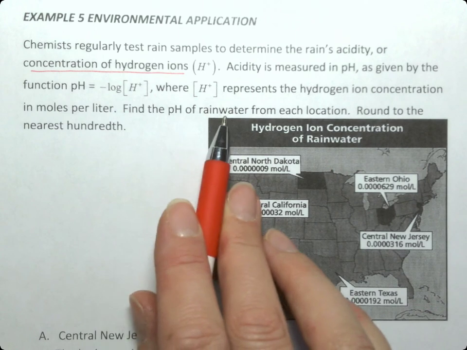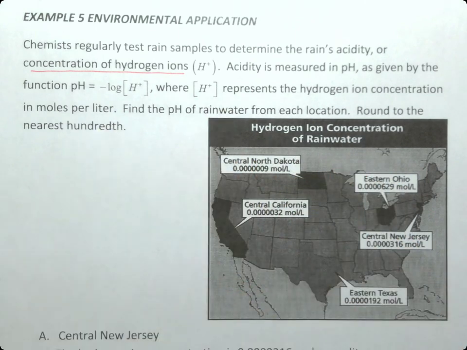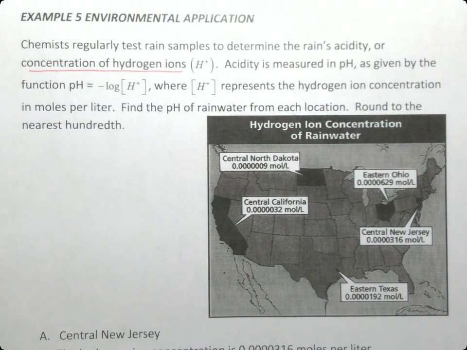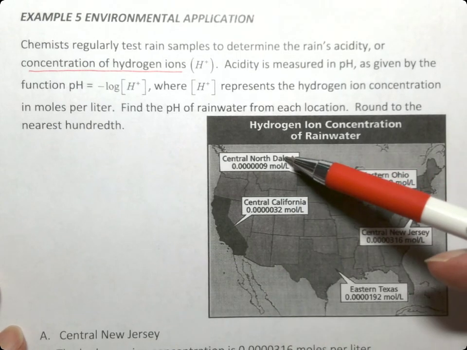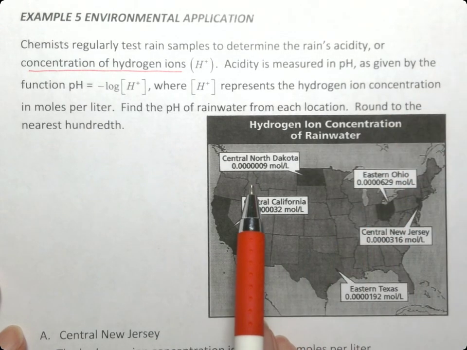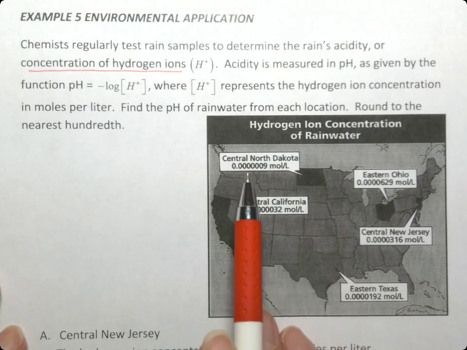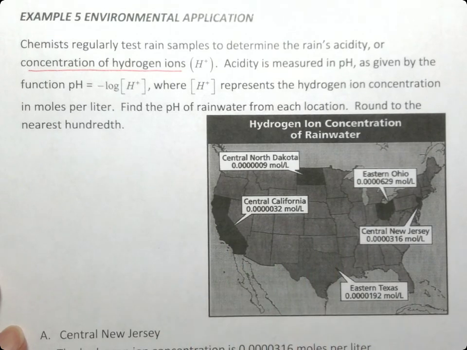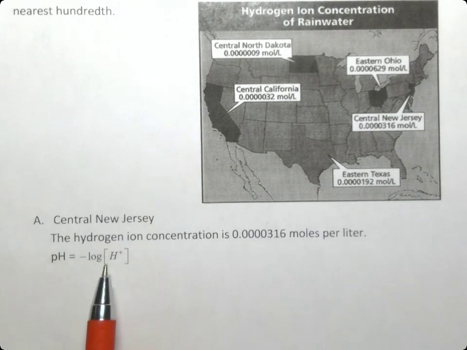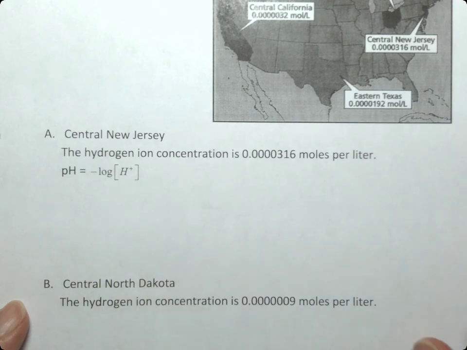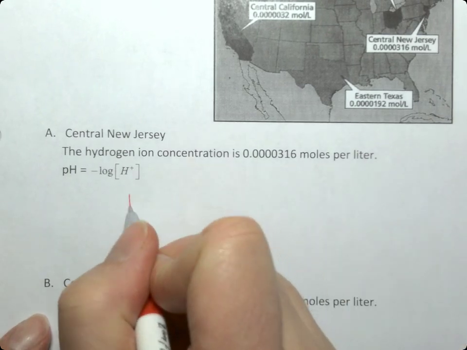Find the pH of rainwater from each location and round to the nearest hundredth. So I am doing nothing more than plugging this into a formula. I don't have to understand moles per liter or anything else. I just need to know the pH level. On the map you can see the hydrogen ion concentration is definitely bigger in eastern Ohio than in central North Dakota, so you can compare. Let's talk about the hydrogen ion concentration in central New Jersey. I'm not expecting you to memorize this formula, but most of you will know it because we use it a couple times.